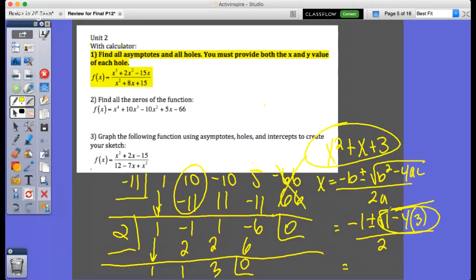Negative 11. Good. And if I have the square root of a negative 11, what happens with that? Good. Good, y'all. I root 11, right? And then, so we have negative 1 plus or minus I root 11 all over 2.